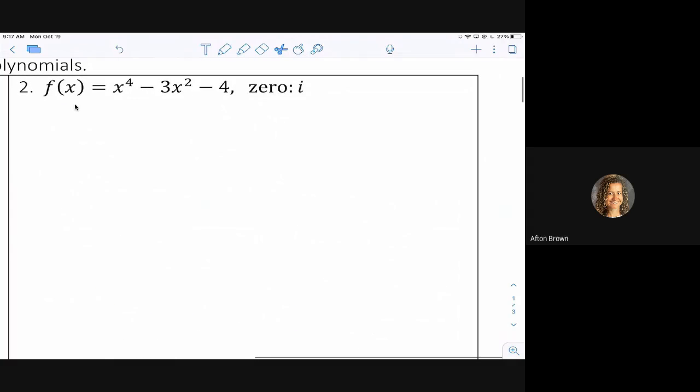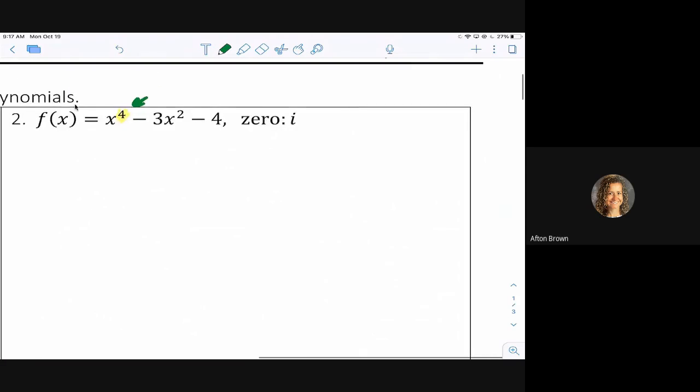So this can be the next problem on your assignment. On number 2, they give us the polynomial x to the 4th minus 3x squared minus 4. So before I even go any further, what do you know about this? How many zeros are we going to have to find? 4, right? This exponent, the degree of the polynomial, always tells you how many zeros. So there will be 4 zeros. We have to find 4 zeros.